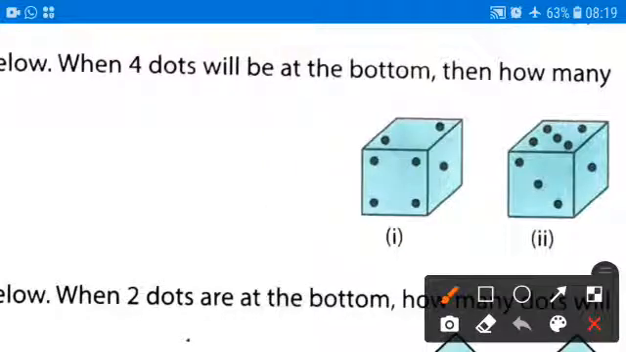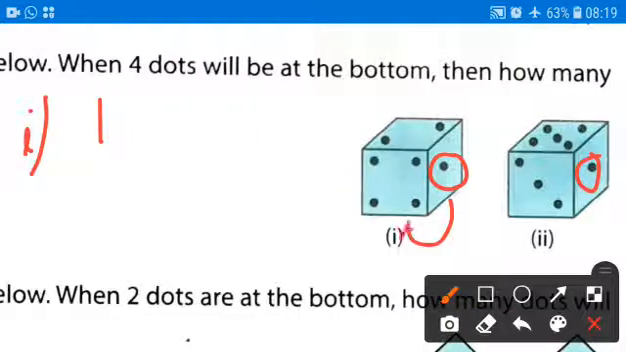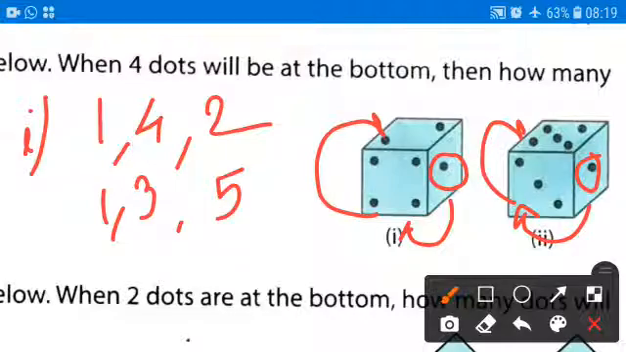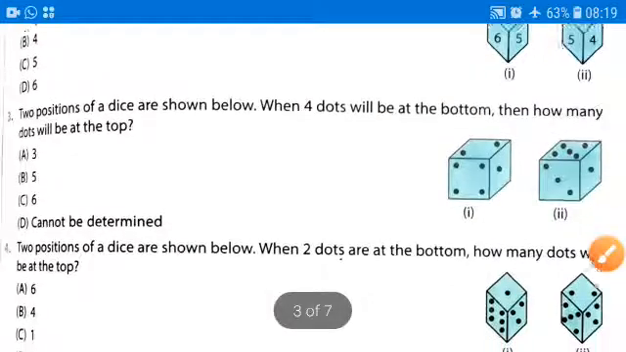Here, what is the common face? We have the common face as 1 dot. In the first dice, take the common face 1 and rotate clockwise: 1, then 4, then 2. Now in the other dice: 1, then 3, then 5. So clearly from here, 4 and 3 are opposite faces.